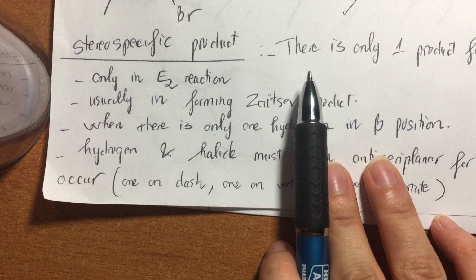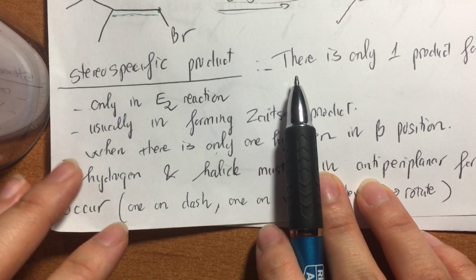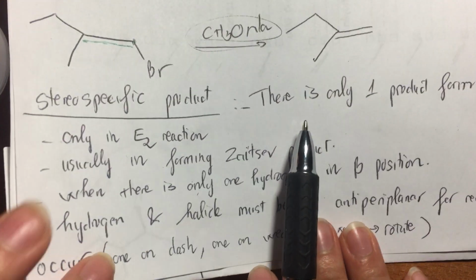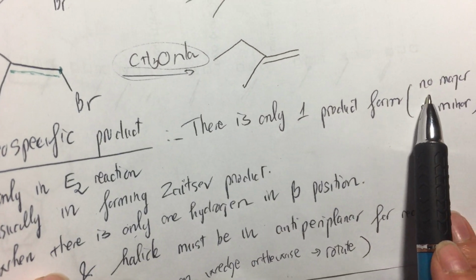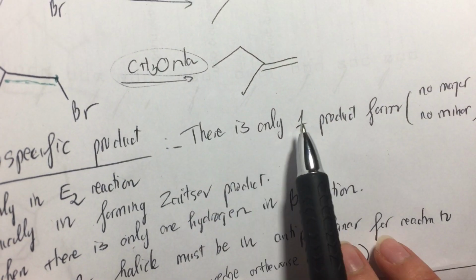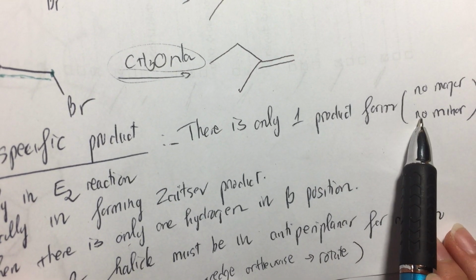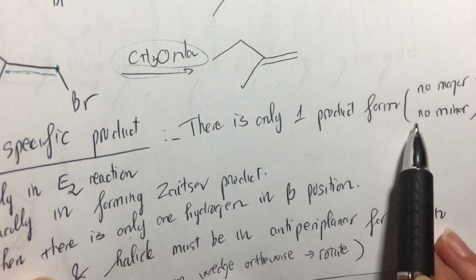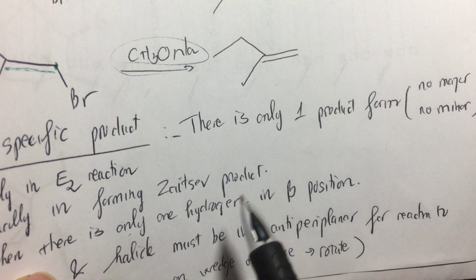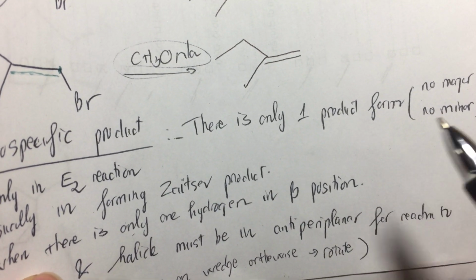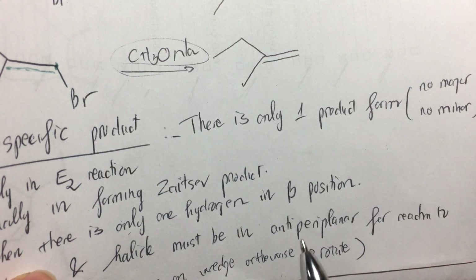Stereospecific product means that there's only one product formed. There's no major or minor product because there's only one specific product formed in the reaction. That's why we have the word stereospecific. Specific means that only one specific product forms.